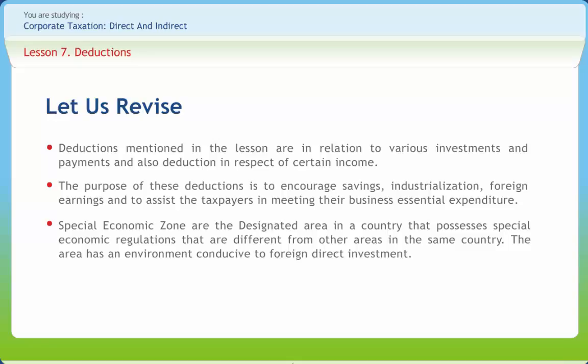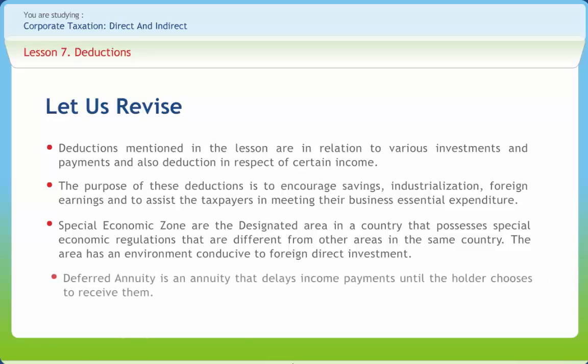Special economic zones are designated areas in a country that possess special economic regulations that are different from other areas in the same country. The area has an environment conducive to foreign direct investment. Deferred annuity is an annuity that delays income payments until the holder chooses to receive them.